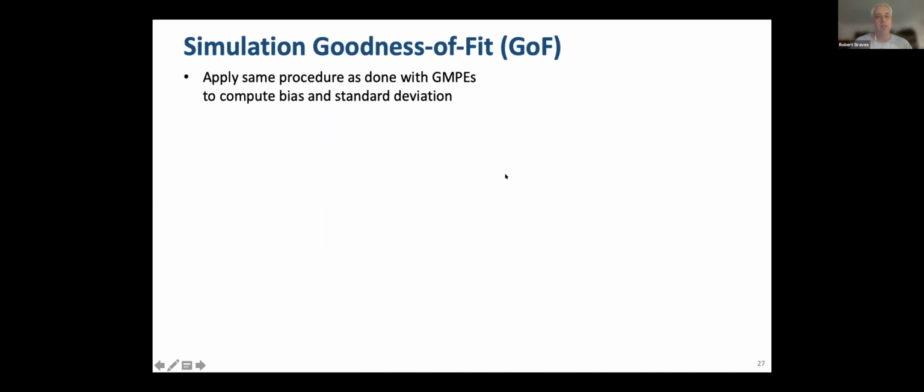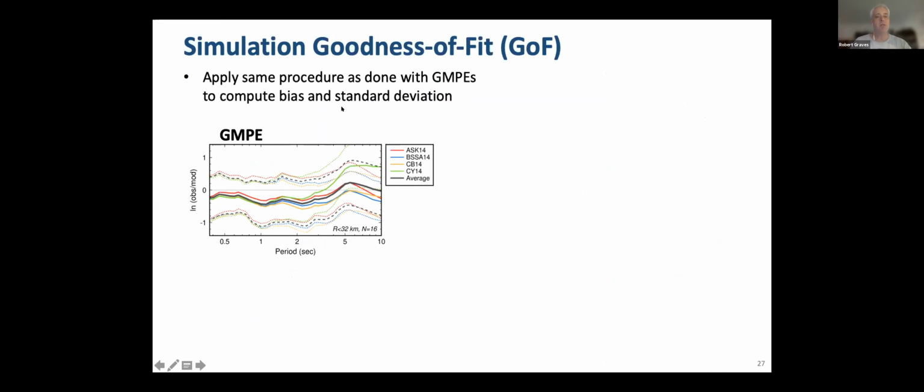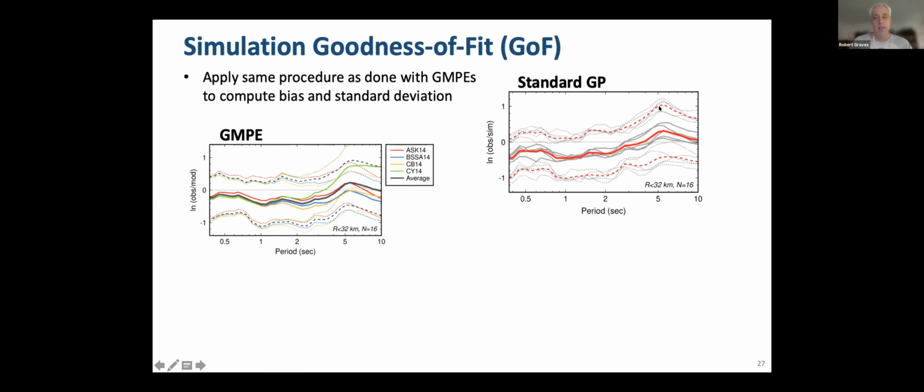Okay, so just looking in a little bit more detail at how we quantify the goodness of fit, we're going to apply the same procedure as was done with the GMPE. So just to refresh your memory, here's the GMPE result that I showed earlier. This is the result that we get for the standard GP method. Each of the 5 realizations with the standard GP slip rate is shown by the gray curves here, and the average across those is indicated with the red curve. So the average bias and then the standard deviation.